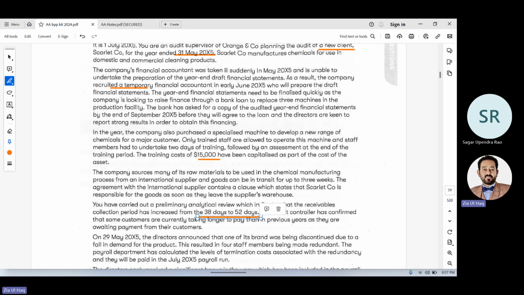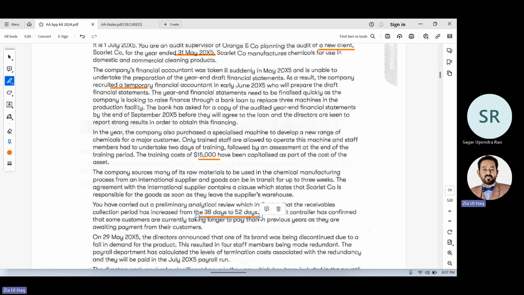The company was receiving from customers in 38 days. Now they are receiving in 52 days. The company is struggling to recover from the receivables. If it is struggling, there are chances of bad debts. And if the provision for doubtful debts, or you can say irrecoverable debt, is not recorded properly, chances are that assets and profit could be overstated, and expenses understated.